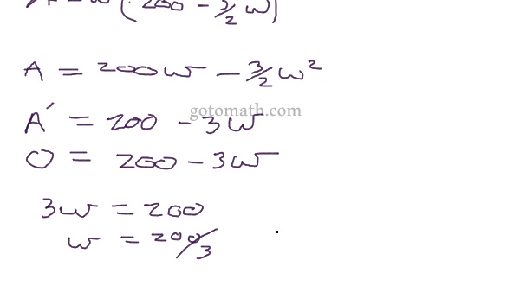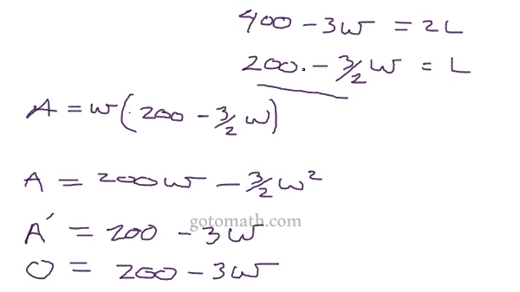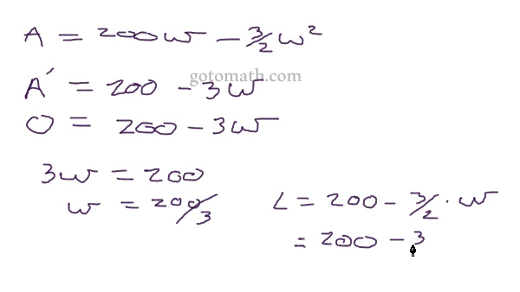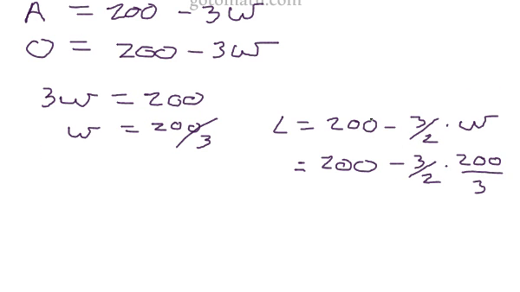And now to find L, we've got to remember what our relationship was with L, right? And that would be right up here. We had 200 minus 3 halves W. 200 minus 3 halves W, so you remember that, that's our relationship. And now we're going to go ahead and find out what that L actually is by taking our W here, which is 200 over 3.